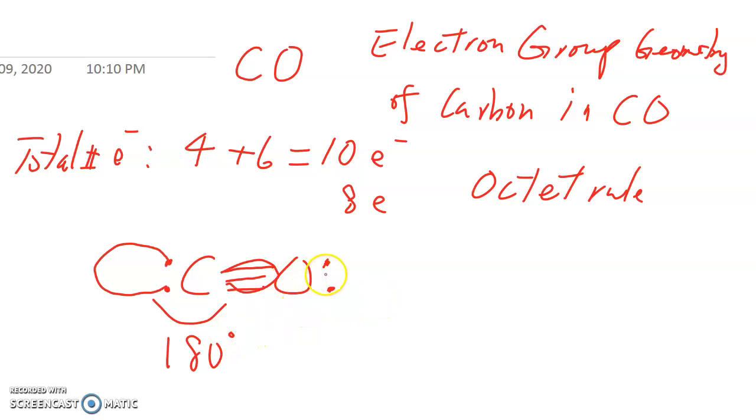Let's look at the oxygen. 1 electron group, 2 electron groups, and therefore it will be linear, and it is 180 degrees.